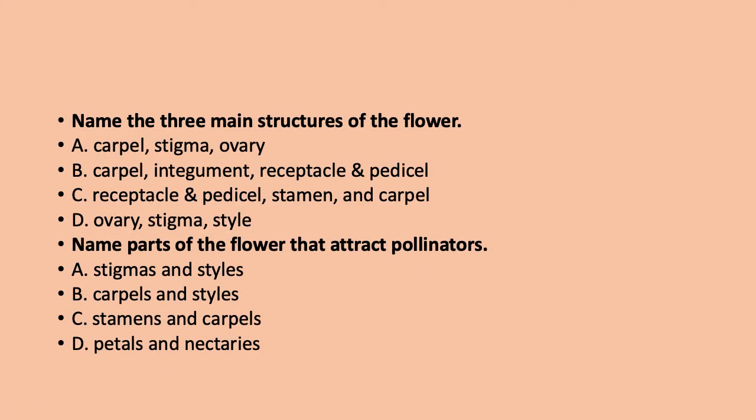Name the 3 main structures of the flower. So, ovary, stigma, style. These are all parts of the female. There are also male parts. Carpel, stigma, ovary, those are still female parts. We also need to include males.